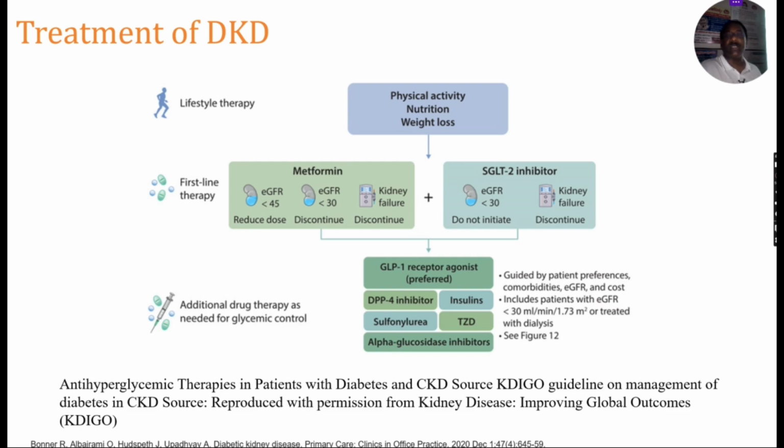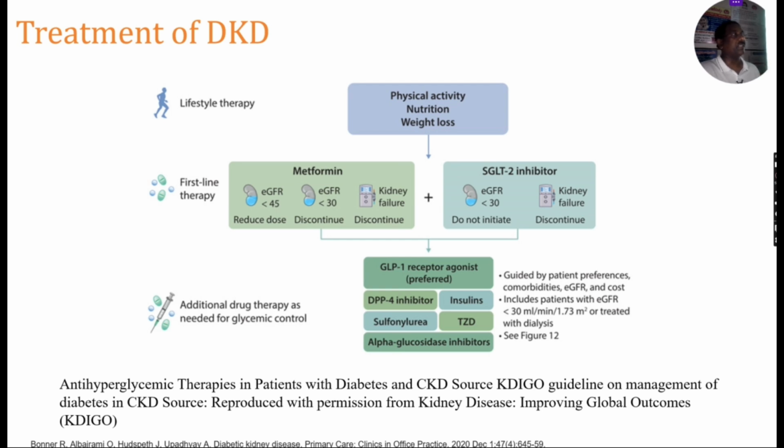And the SGLT2 inhibitors are very, very useful drugs in the management of CKD because they are renoprotective and also cardioprotective. The best cardioprotective and renoprotective drugs among all the oral hypoglycemic agents are the SGLT2 inhibitors. Again here, when the GFR is less than 30, don't initiate, or if the person is getting it, you can stop it. In kidney failure, that is end stage renal disease, you have to stop it.